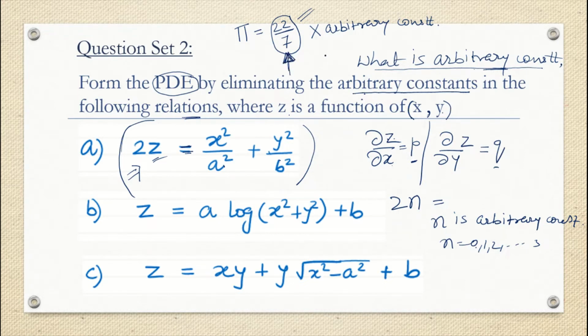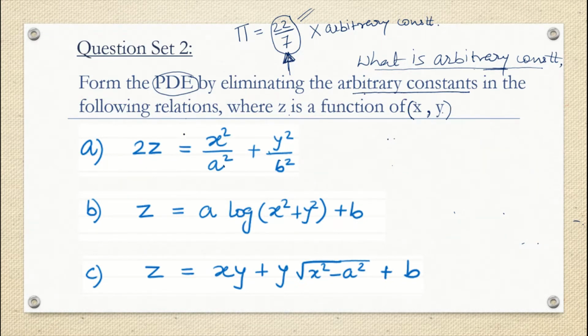So this is the difference between independent constant and arbitrary constant. Now we will be solving these three questions in today's class. This method, formation of partial differential equation by eliminating the arbitrary constant, will be done in the next class also, because in the next class we will be taking the example where the arbitrary constants will be more than independent variables.